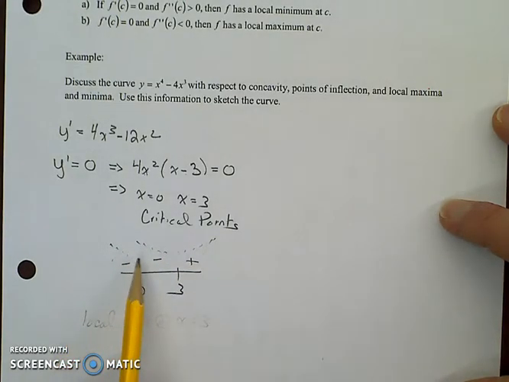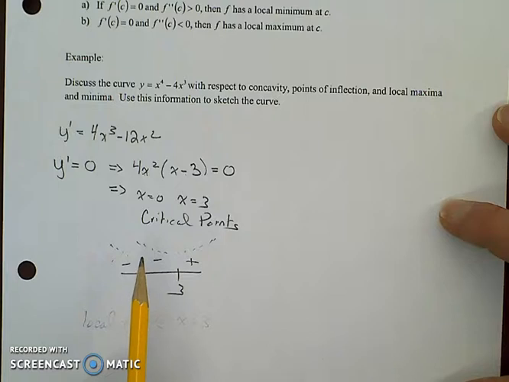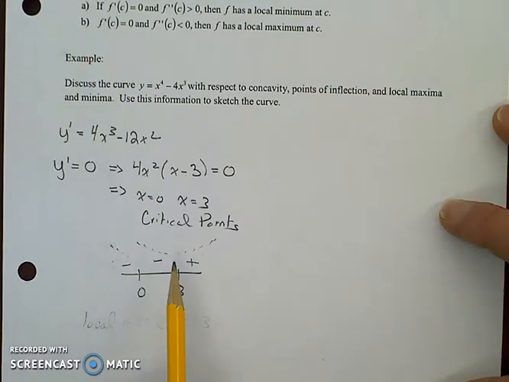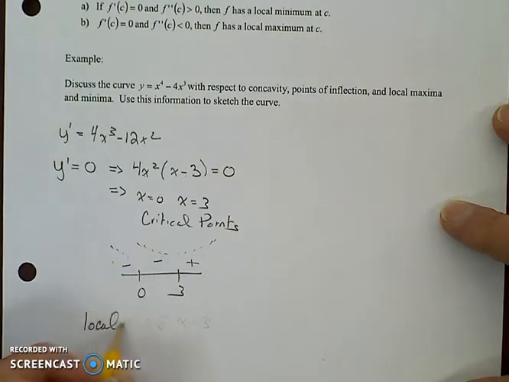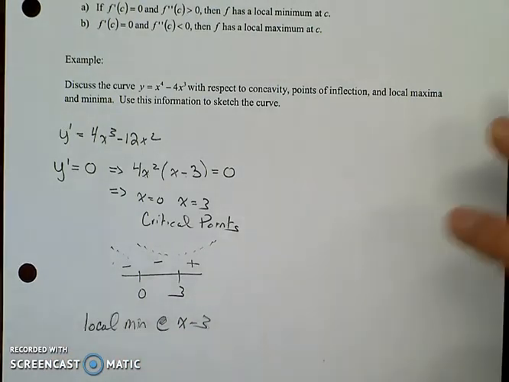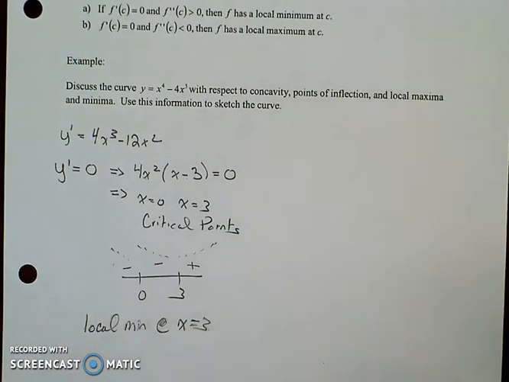And notice that going from one side of the 0 to the other, we have two negatives. That does not create any local max or min. That is a point of inflection. Going before 3 and after 3, decreasing to increasing, so we have a local minimum at x equals 3. And that's about all we can figure out from the first derivative.